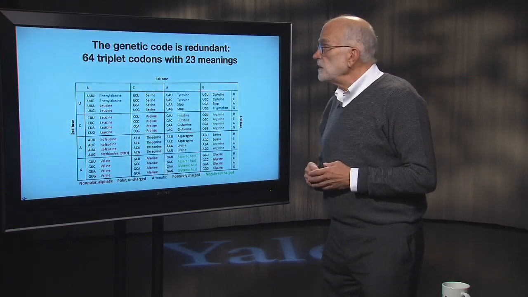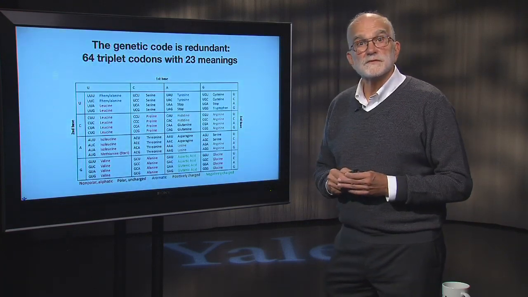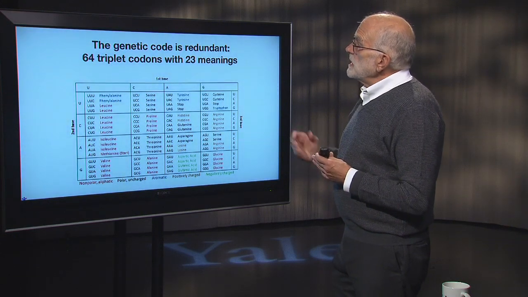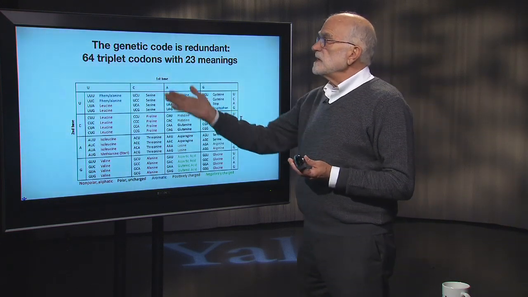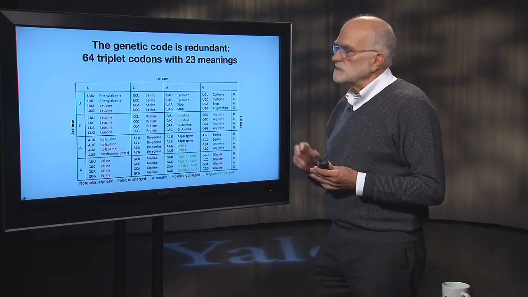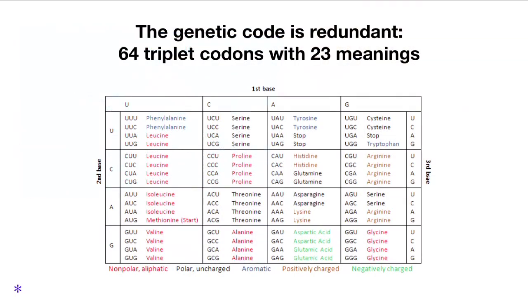Here's the genetic code. One of the triumphs of the 20th century was figuring out how this works. It's redundant, and by that we mean we have 64 triplet codons that have 23 meanings. So we have extra triplets. We have more codons than we have meanings. And you can see, for example, that there are 6 different triplets that will code for leucine, there are 4 that will code for proline, and so forth.